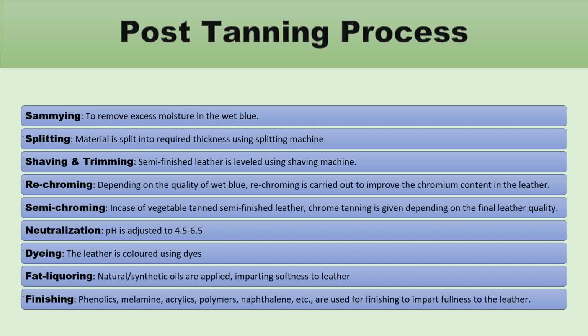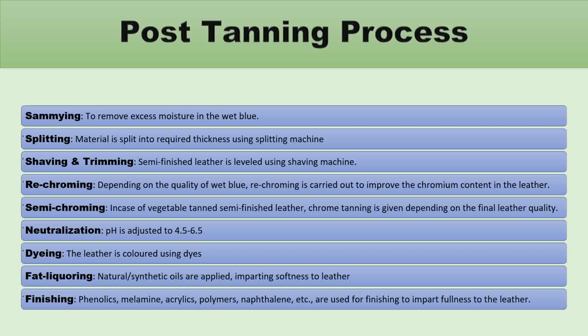I'm quickly overviewing it. The wet blue is mainly done for chrome tanning, so excess moisture is removed there. Splitting means thickness control: the thickness of the leather needs to be maintained within some specified limit, so splitting is done for that. Rechroming is done because the quality of wet blue depends upon the chromium content in the leather, so sometimes chromium is externally added.